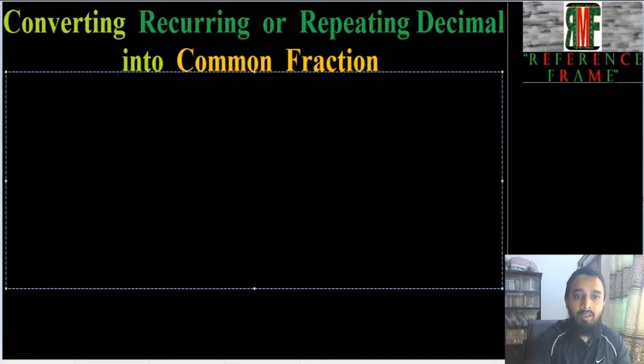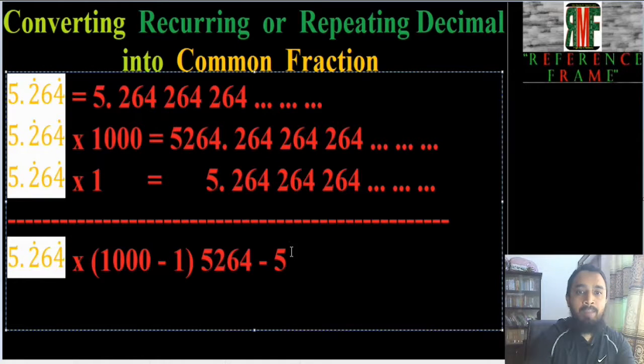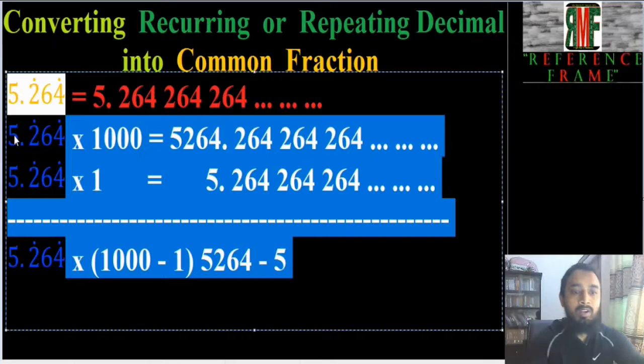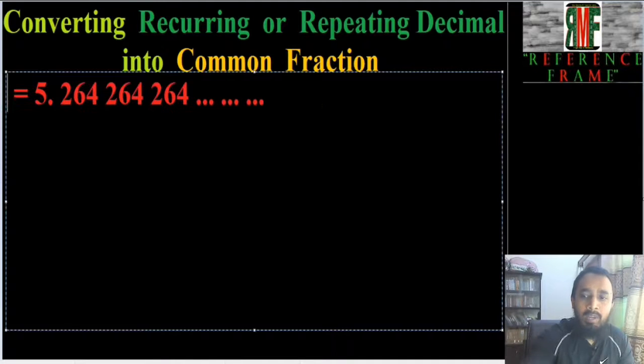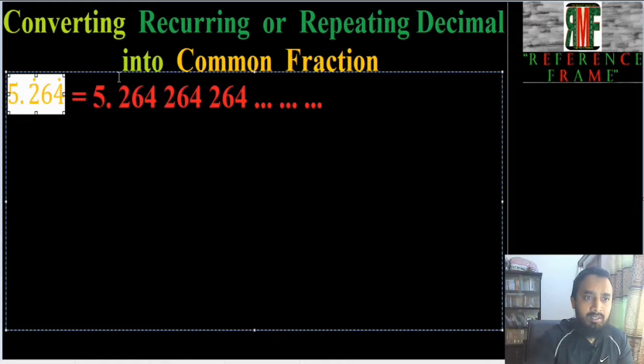Okay, so we're moving. This time we're going to deal with 5.264. In the previous tutorial, the problem we solved had 0 before the decimal point, but this time it is not 0. It could be 5, 2, 1, whatever it is. Now we can write it like this: 5.264264264.